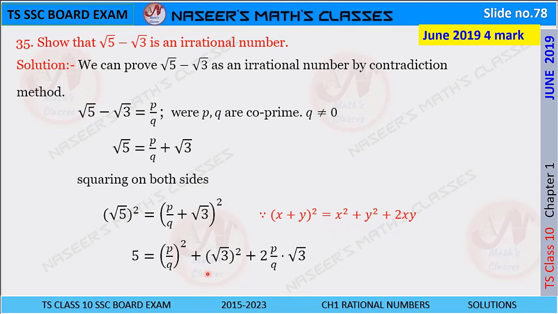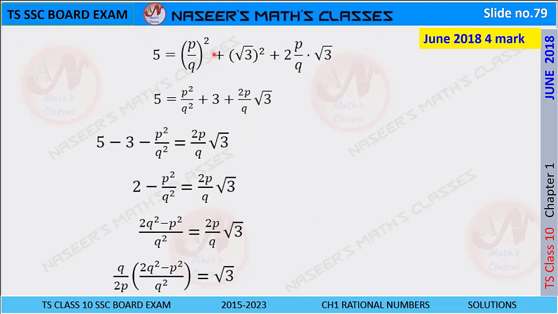By using this formula, we expand RHS as p by q whole square plus root 3 whole square plus 2 times p by q times root 3. We can write p by q whole square as p square by q square, and here root and square cancel, we get 3. Next we transpose 3 from RHS to LHS and p square by q square from RHS to LHS. Then we can write it as 5 minus 3 minus p square by q square is equal to 2p by q root 3. Here 5 minus 3 is 2.